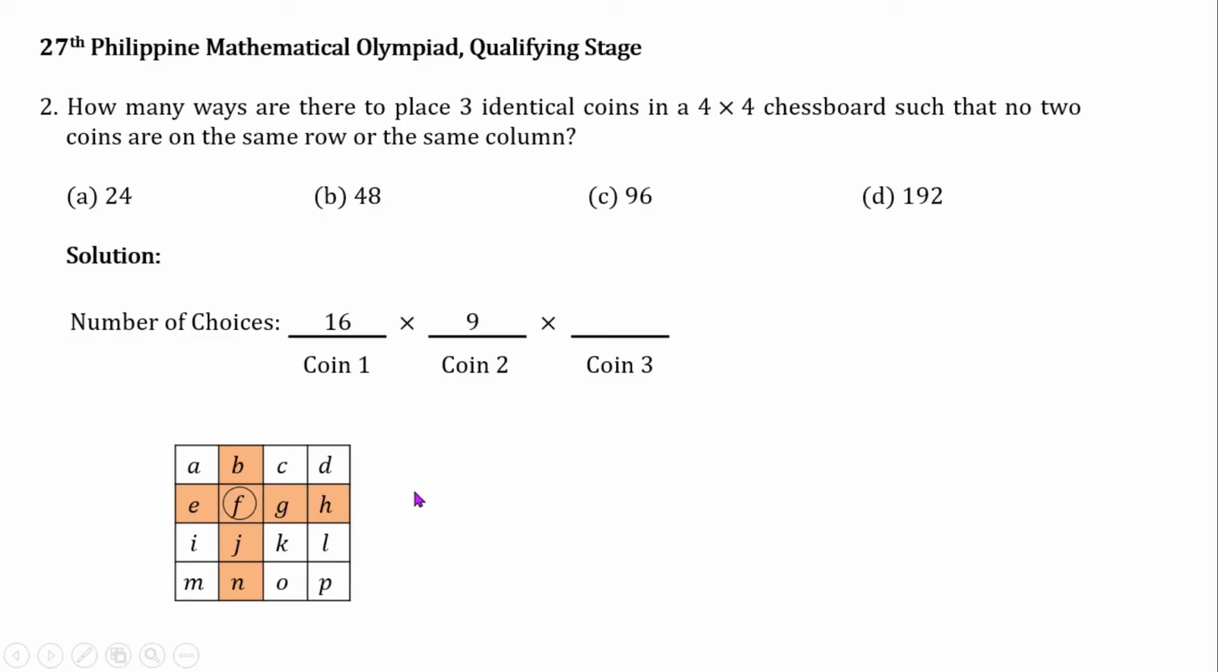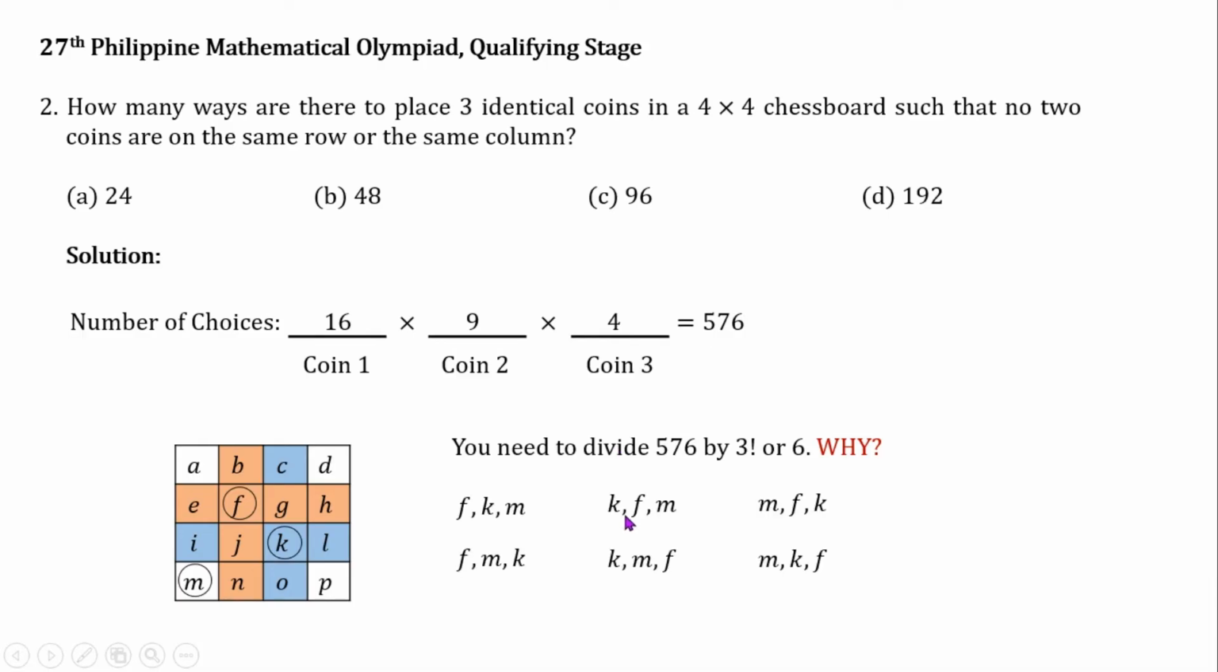And suppose that square K is chosen as the location of the second coin. So we also exclude the squares above, below, to the left, and to the right of square K. So we are left with 4 options for the third coin. And for illustration purpose, let us say square M is chosen as the location for the third coin. Now, the product of these 3 numbers does not actually give us the correct answer because it accounts for the permutations of the chosen squares in the board. So we have to divide this one by 3 factorial or 6.